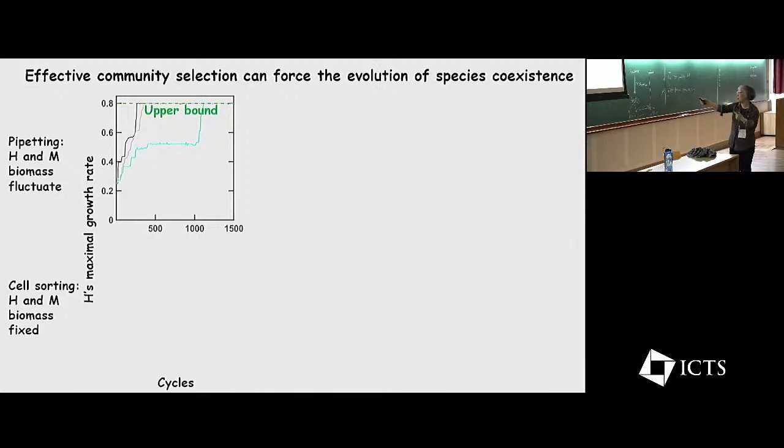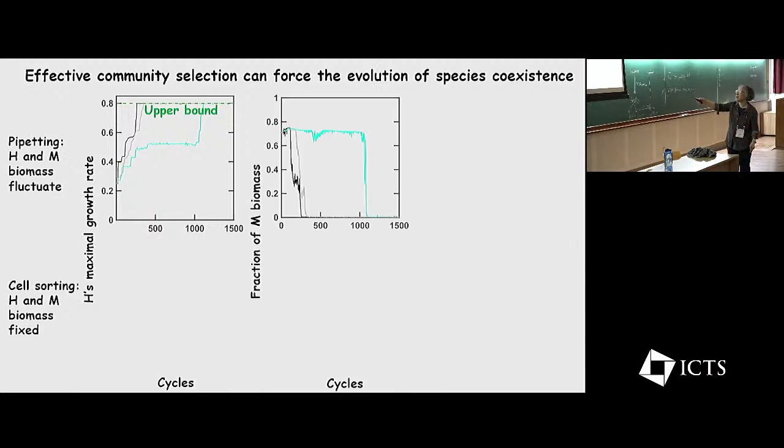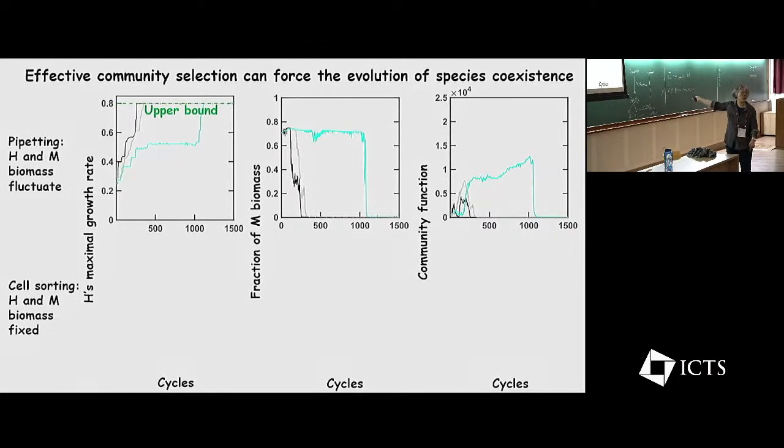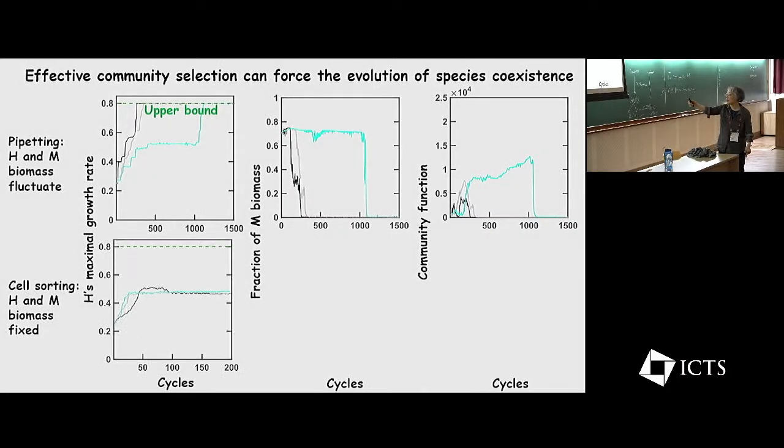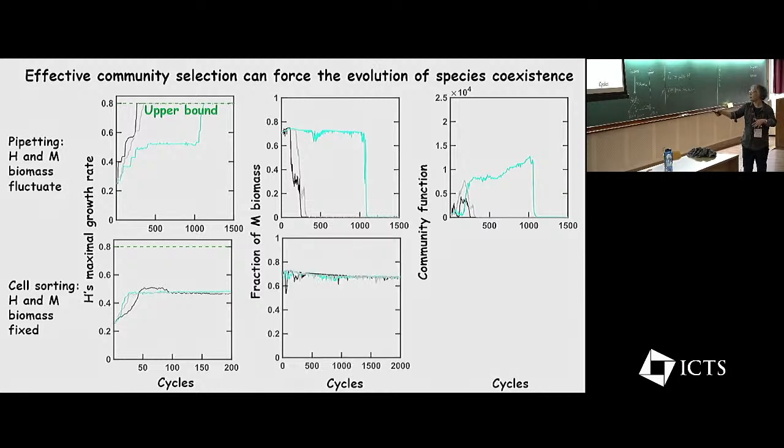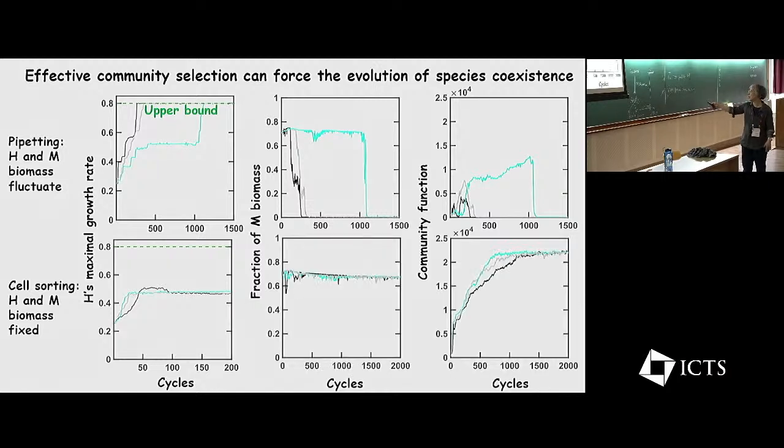They all went to the upper bound. And as a result, the M just crashes down and the function is very low. But if we do cell sorting, it does not go to the upper bound anymore. It stabilizes at a level below the upper bound. And as a result, M does not crash, and community function is high. So that's actually really important, to control non-heritable variations.